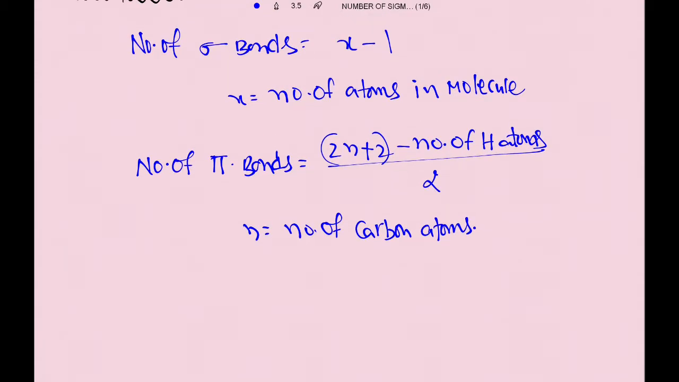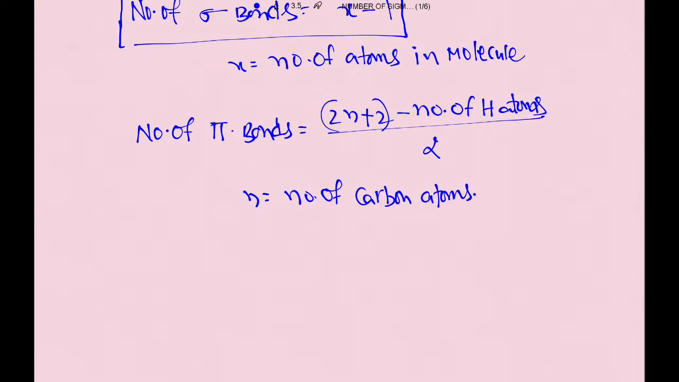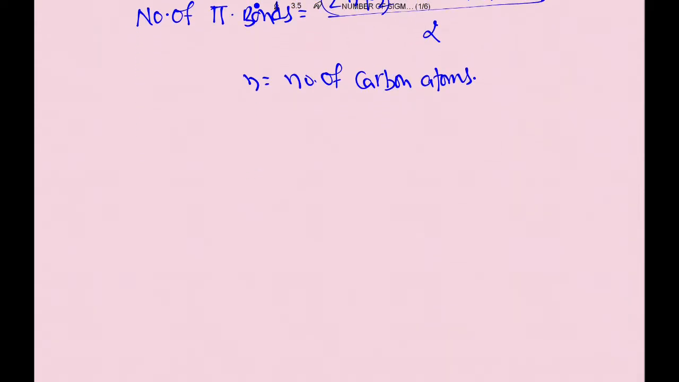So we have two formulas. Which ones? Number of sigma bonds is x minus 1. Number of pi bonds is 2n plus 2 minus the number of hydrogens, divided by 2. And if I take the examples one by one, I am taking here methane.